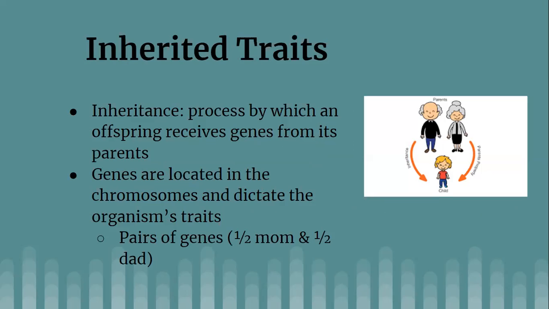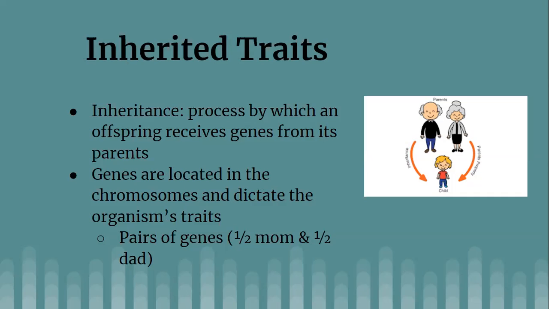So there are many instances where we get our inherited traits, of course, from our parents, from our grandparents, and things like that. When sperm and egg cells come together, genetic information from the mother and the father are mixing. Inheritance is just a process by which an offspring receives genes from its parents. Genes are located on chromosomes and describe the factors that control a trait. Each trait is going to be described by a pair of genes, with one gene from the mother and one from the father. Sometimes the pair of genes are the same.